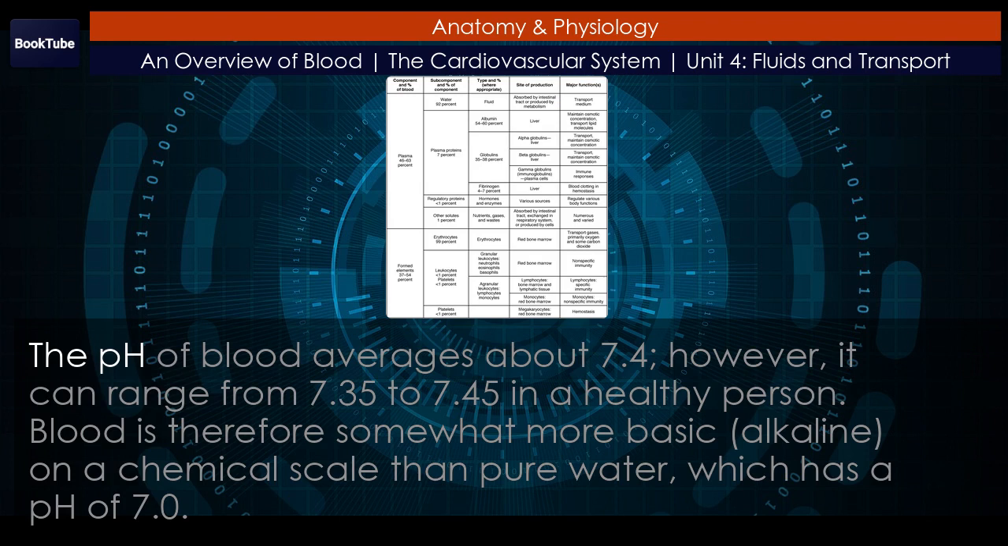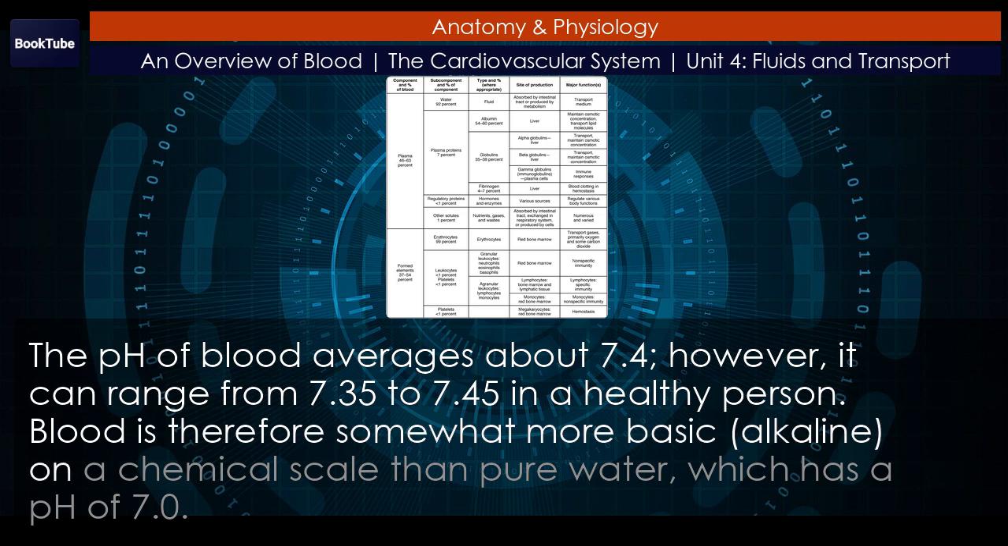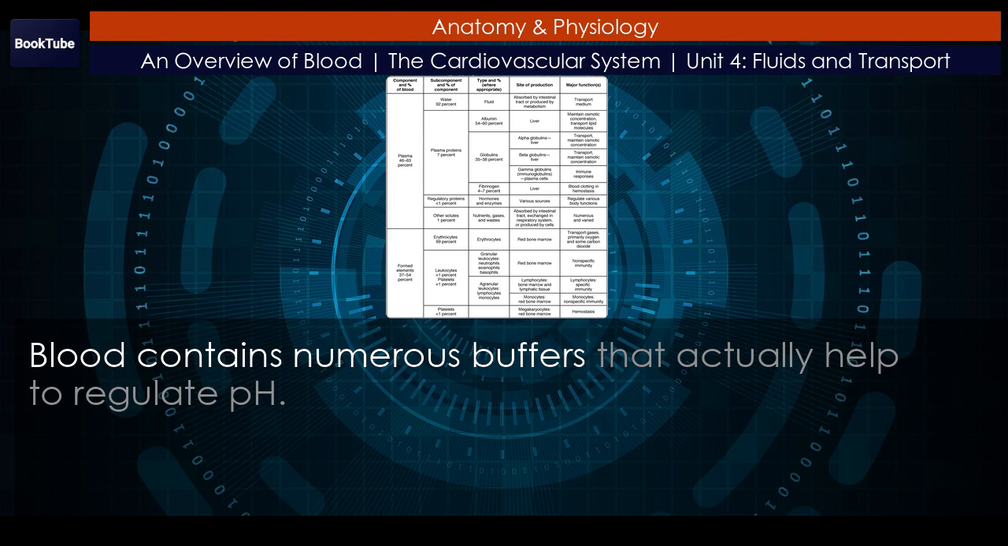The pH of blood averages about 7.4. However, it can range from 7.35 to 7.45 in a healthy person. Blood is therefore somewhat more basic, alkaline, on a chemical scale than pure water, which has a pH of 7.0. Blood contains numerous buffers that actually help to regulate pH.